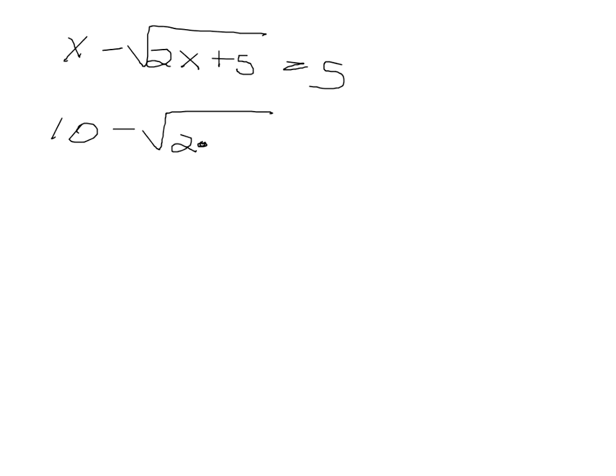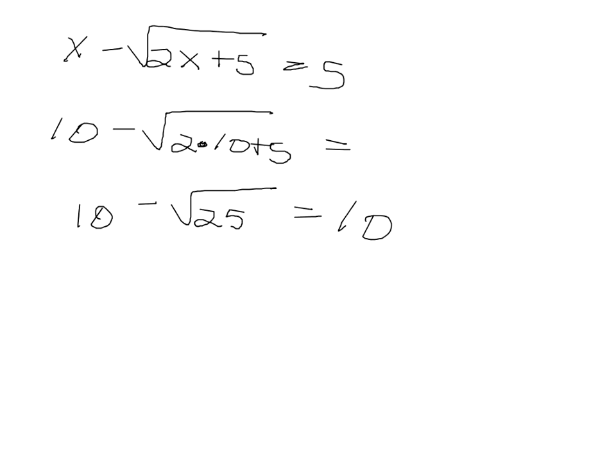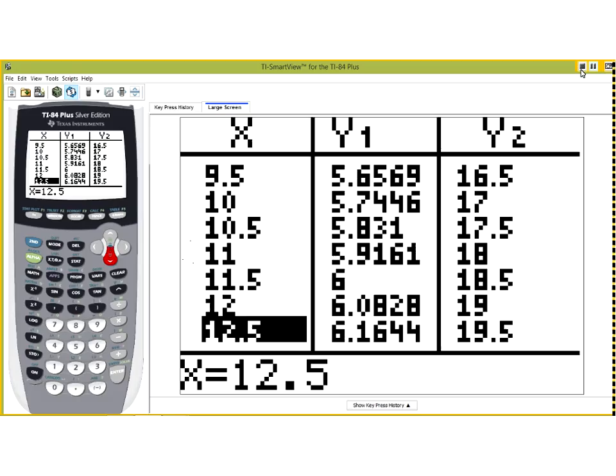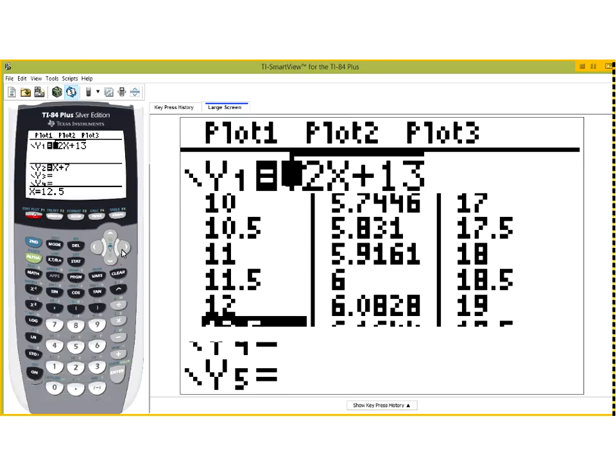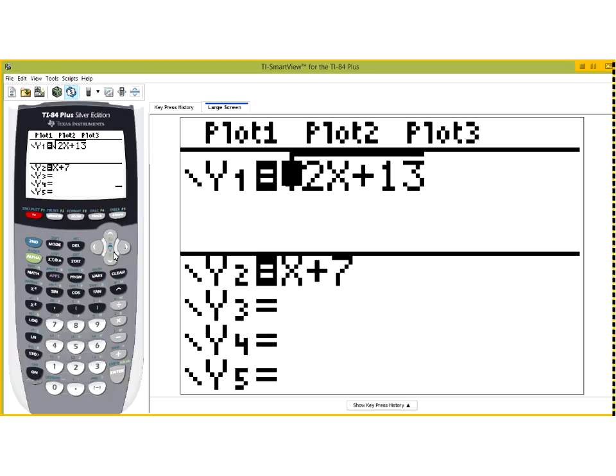So 10 minus 2 times 10 plus 5 is going to be 10 minus 25 under the square root. Square root of 25 is 5, and 10 minus 5 is 5. So 10 is the solution.